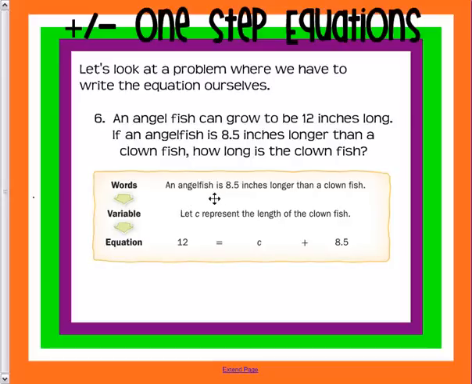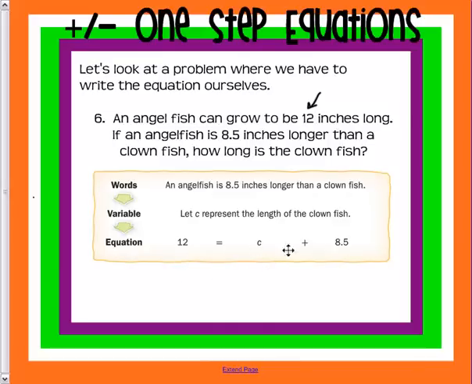An angelfish can grow to be 12 inches long. If an angelfish is 8.5 inches longer than a clownfish, how long is the clownfish? So an angelfish is 8.5 inches longer than a clownfish. So the clownfish is C, and the angelfish is 8.5 inches longer than him. And it's equal to the 12 because that's as big as he can get. So 12 equals C plus 8.5.